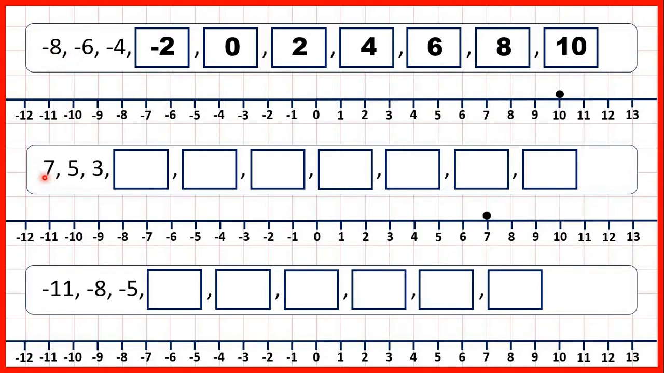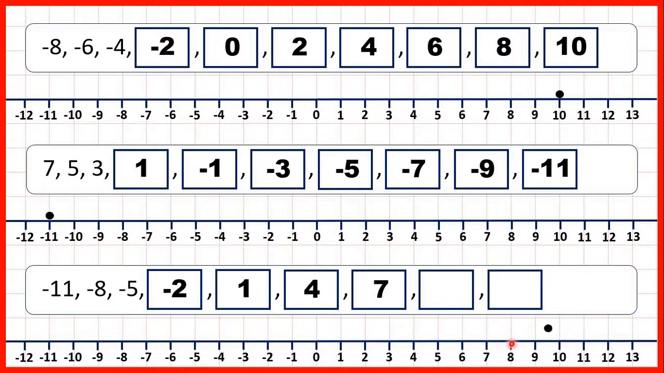Now for this sequence we start on 7, then we have 5, 3, 1, minus 1, minus 3, minus 5, minus 7, minus 9, and minus 11. So here we were subtracting 2 each time. Now we have minus 11, minus 8, minus 5, minus 2, 1, 4, 7, 10, 13. So here we were adding 3 each time.